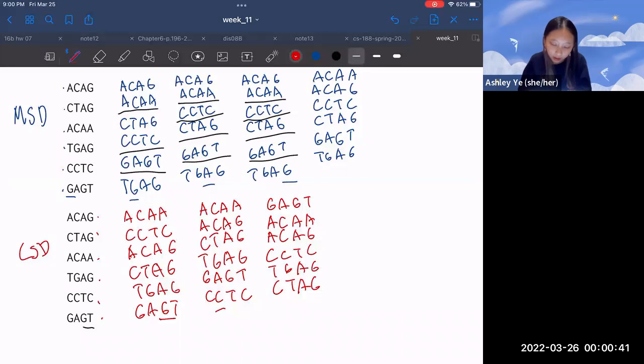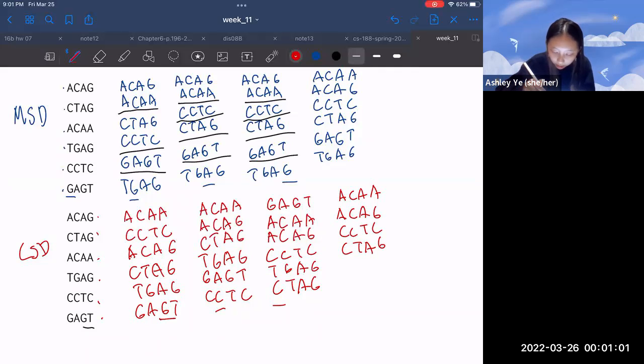And now we're going to do the final iteration. We do the same process. We look for our A's. We have our ACAA, ACAG, and then we look for our C's, CCTC, CTAG, and then we look for G's, GAGT, and then T's, TGAG. And if you compare this to the previous answer, it's exactly the same. So both are sorted in alphabetical order.